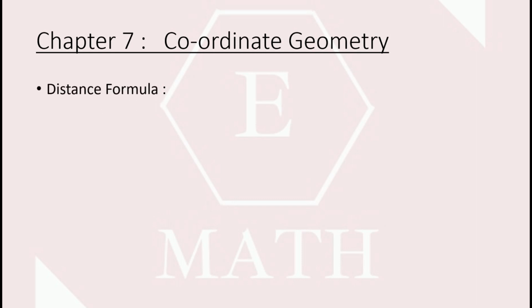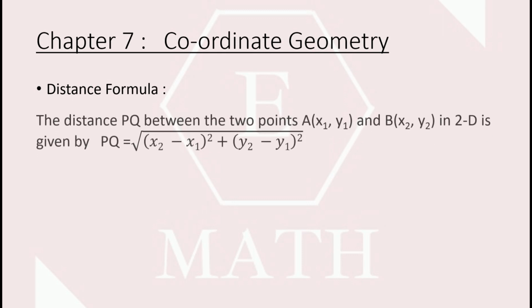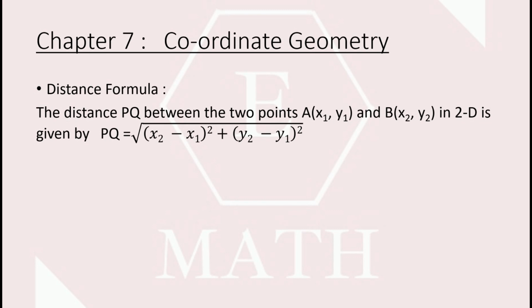In this chapter, we come across three different formulae, namely distance formula, section formula, and area of a triangle. Let's see one after the other. The first one is about distance formula. If there are 2 points, namely A of x1, y1 and B of x2, y2 in the two-dimensional coordinate axis, then the distance between the 2 points, called PQ, is given by the formula: PQ will be equal to root of x2 minus x1 the whole squared plus y2 minus y1 the whole squared.